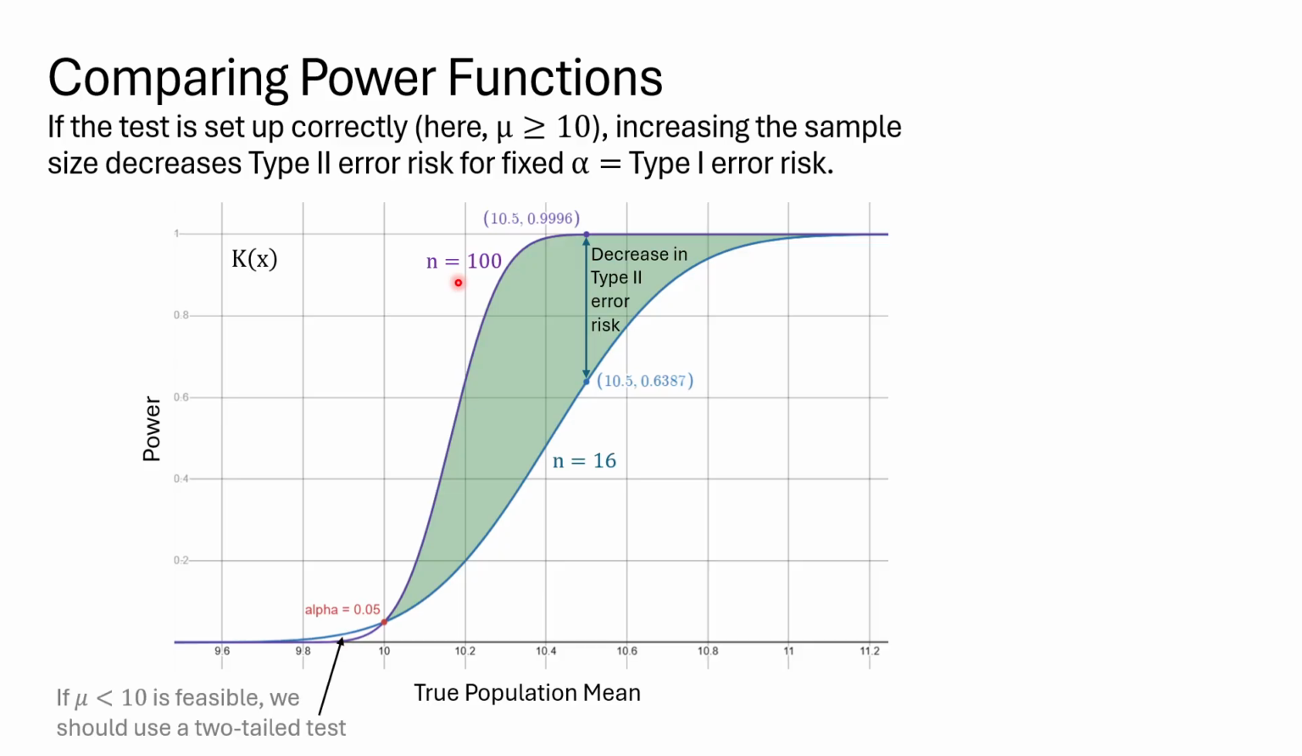And then I just want to point out, it actually decreases for mu less than 10. The power decreases, but we should not use a test that mu is larger than 10 if it's possible or reasonable that mu is less than 10. If it's reasonable that mu is less or greater than a given value, you should use a two-tailed test.